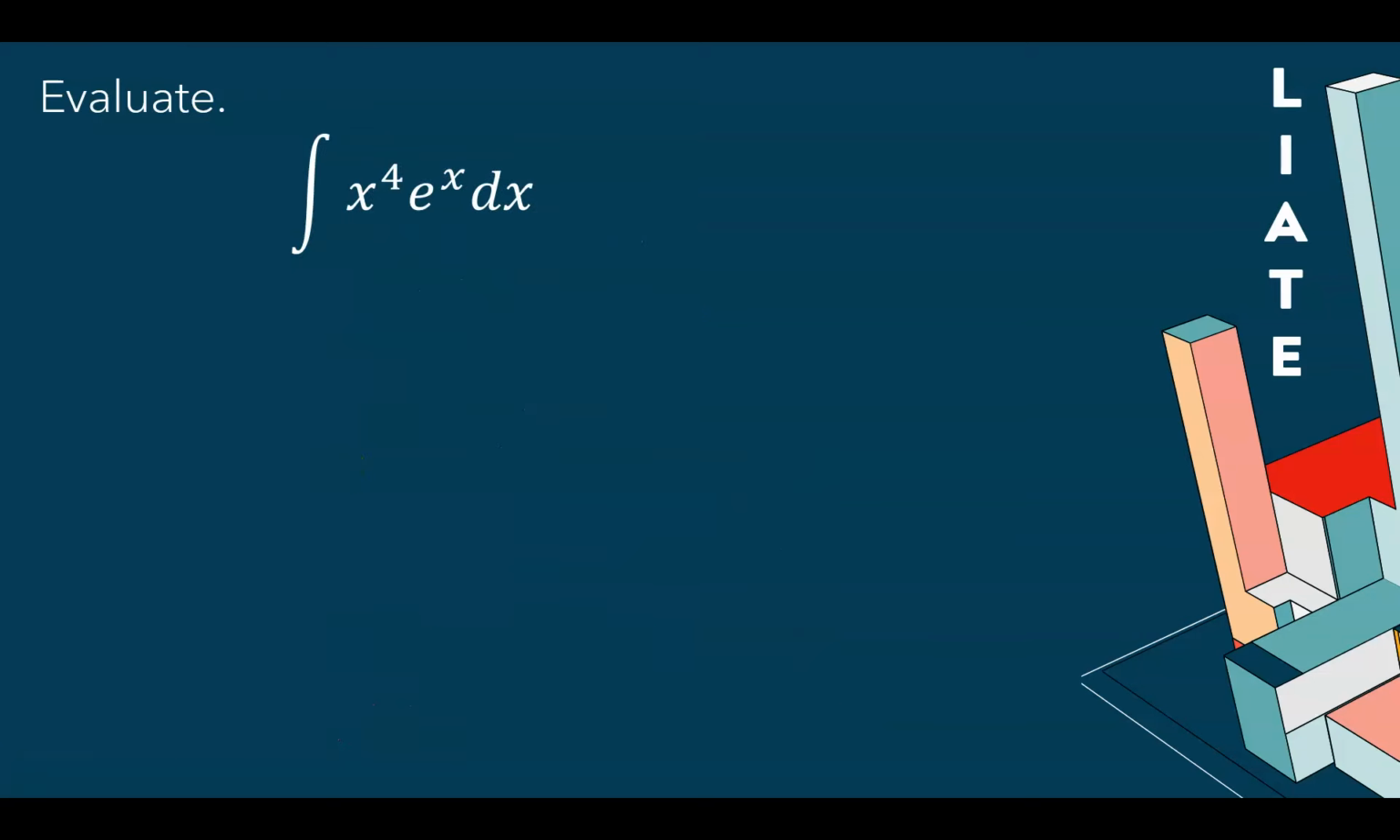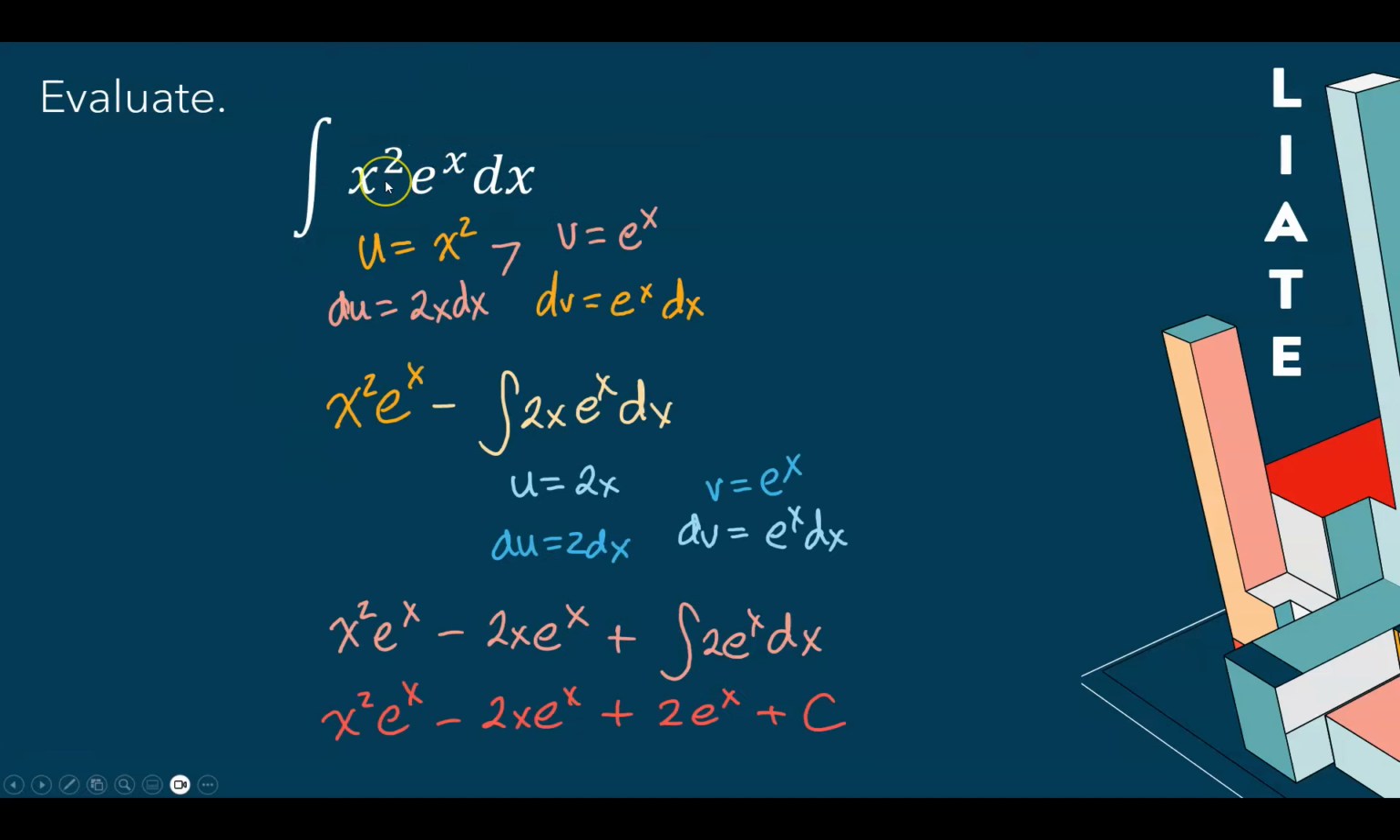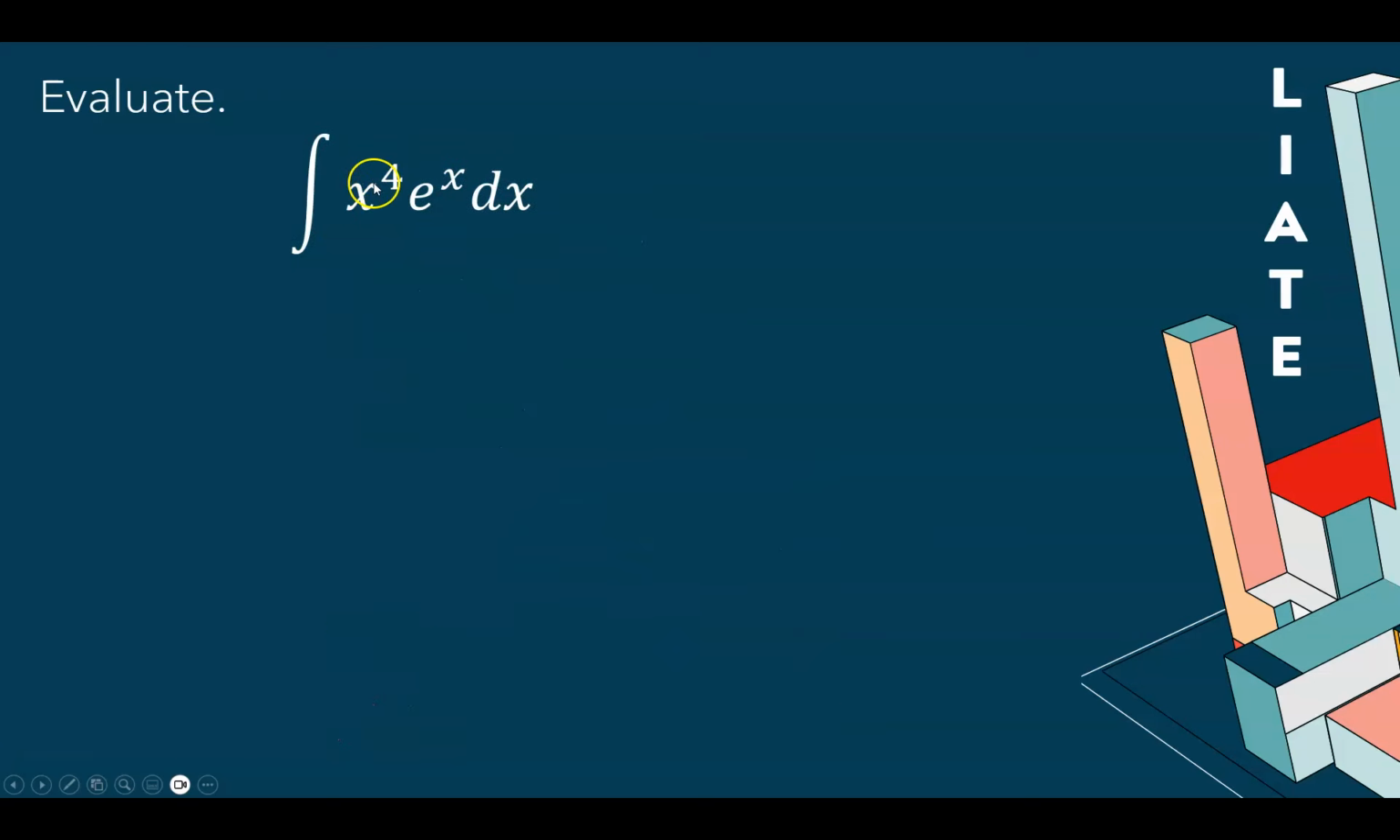If you see an x to the 4th e to the x, well, you should know it's integration by parts. And furthermore, you're going to have to do integration by parts a bunch. When this was an x squared, that x squared became a 2x, and then became a 2. So in this case, you have to think through, well, it's going to be x to the 4th, and then in the next line, once we do integration by parts once, 4x cubed, and then 12x squared, and then 24x, and then 24. So we can actually do something called tabular integration.